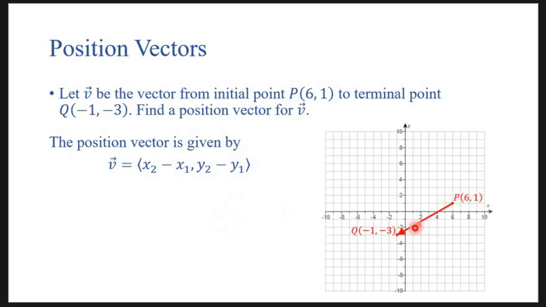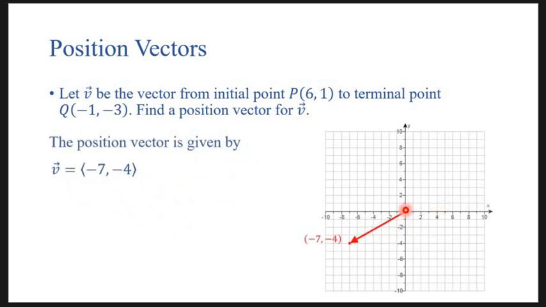So for these two, that would look like this. The position vector would be the difference in the terminal and initial points' x values, comma, the difference between the terminal and initial points' y values. And when I do that arithmetic, I get that the position vector for this vector is the vector -7, -4. It would be this vector here. So that's the position vector for the vector with initial point 6, 1 and terminal point -1, -3.